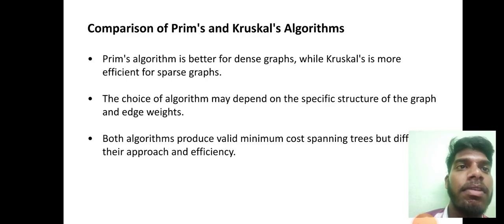Comparison of Prim's and Kruskal's algorithms. Prim's algorithm is better for dense graphs, while Kruskal's is more efficient for sparse graphs. The choice of the algorithm may depend on the specific structure of the graph and edge weights. Both algorithms produce a valid minimum cost spanning tree but differ in their approach and efficiency.